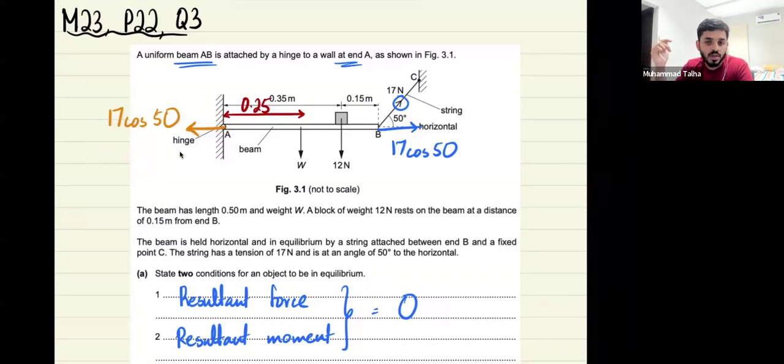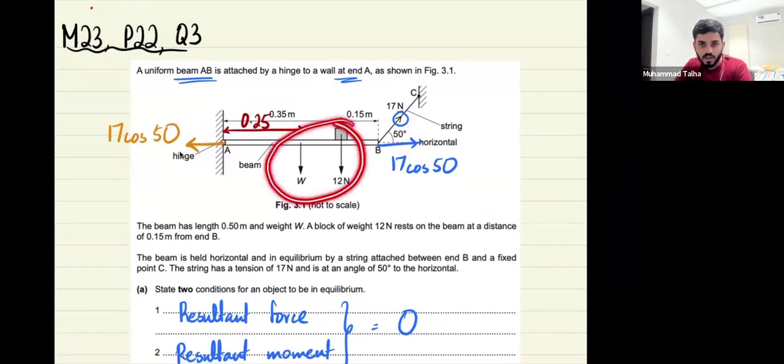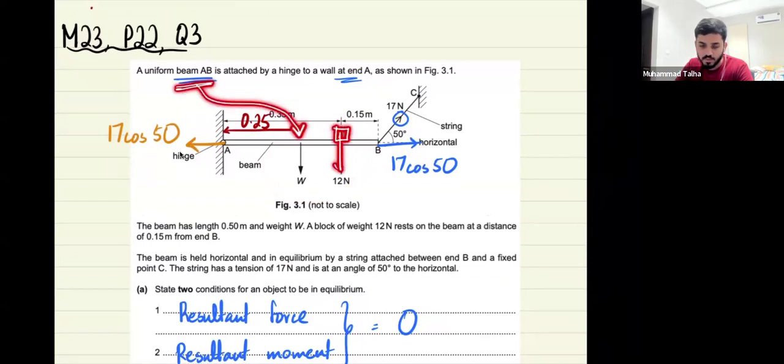Why are they both coming down though? Who's coming down? These two. I mean, these two are just weights. One of these is the weight of this uniform beam AB, which is here. This is another block which is placed, that's here.